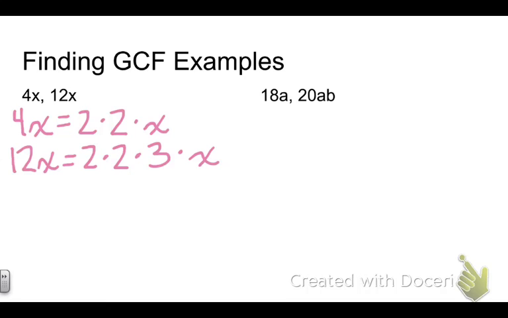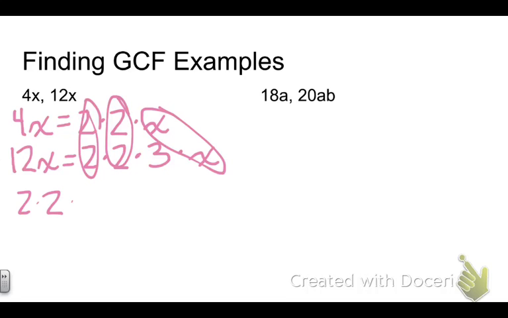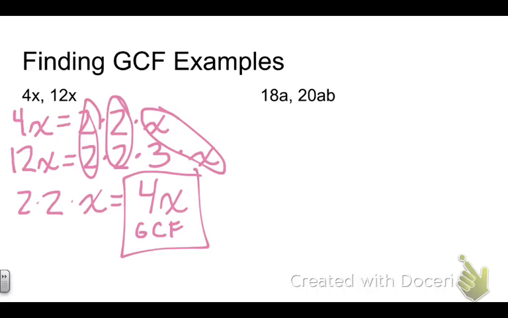So now, what do they have in common? They both have that 2 in common. They have that 2 in common, and they have the x in common. So I have 2 times x, or 4x, is my greatest common factor of those two monomials. So do the same thing, but with two different numbers here. I've got 18a and 20ab.